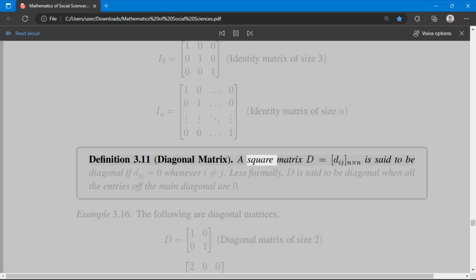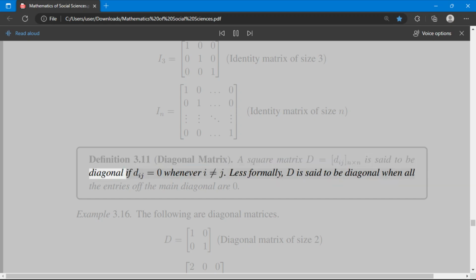Definition 3.11, Diagonal matrix. A square matrix D = [dij] of size n times n is said to be diagonal if dij equals 0 whenever i is not equal to j. Less formally, D is said to be diagonal when all the entries off the main diagonal are 0.